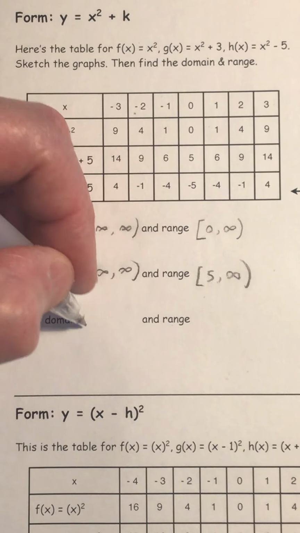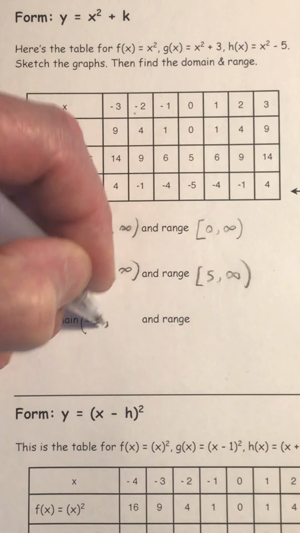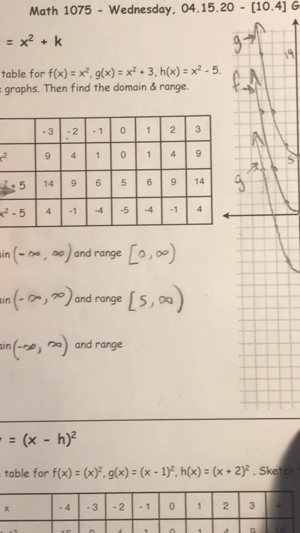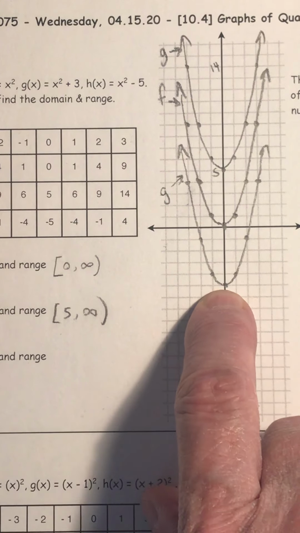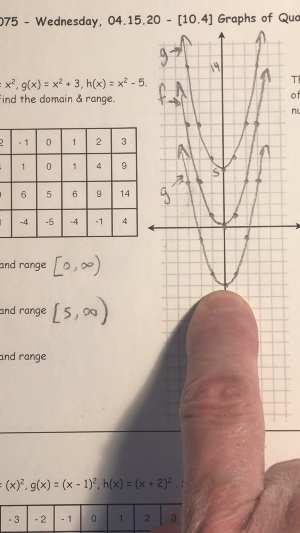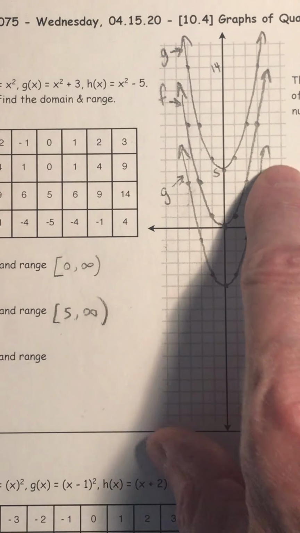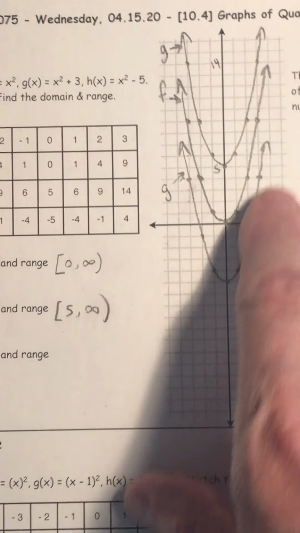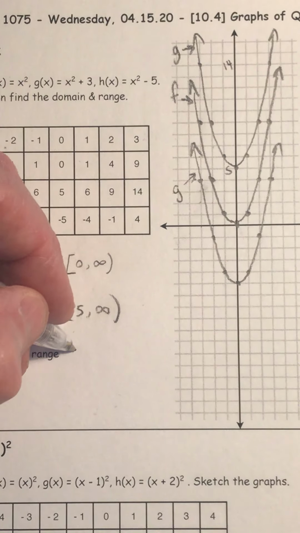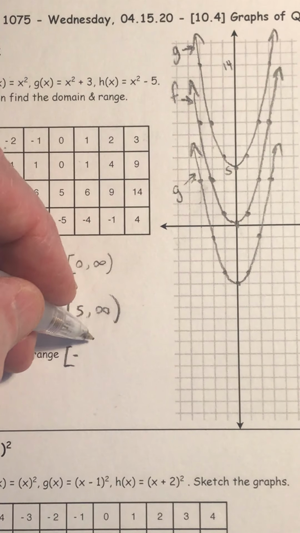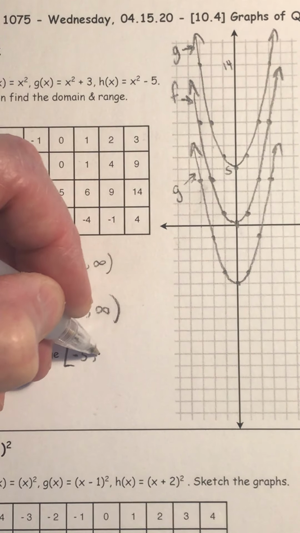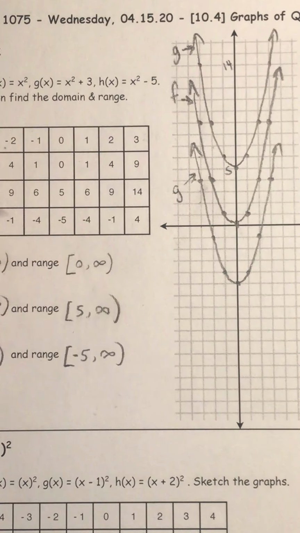So the domain is the same, negative infinity to positive infinity. Now the range goes all the way down to negative 5. We can get as low as negative 5. We can get as high as the imagination goes by going far enough to the right or to the left. So the range is negative 5 to positive infinity.